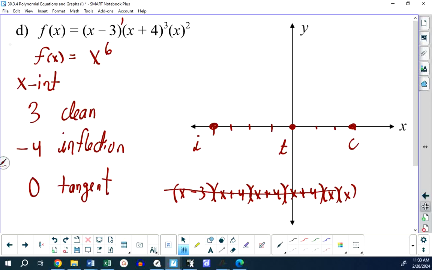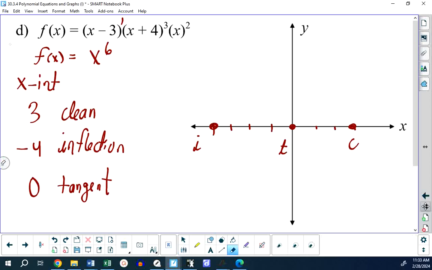So, since it starts off with x to the 6, which is a positive term, the right arm is up. Since the degree is even, the left arm is up. It has to start in quadrant 2, go down through -4 with a twist, with an inflection, then go up towards the origin, but change its mind so it's tangent at the origin, then change direction again and go up cleanly through 3.